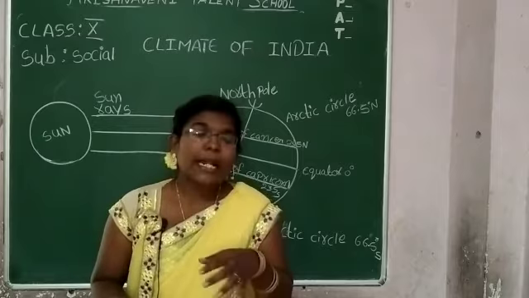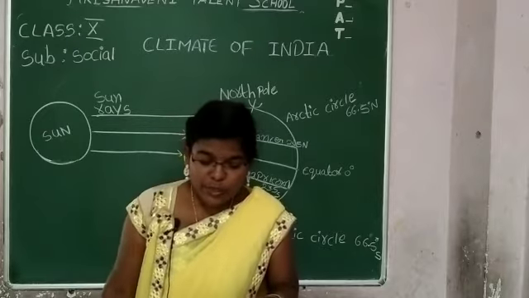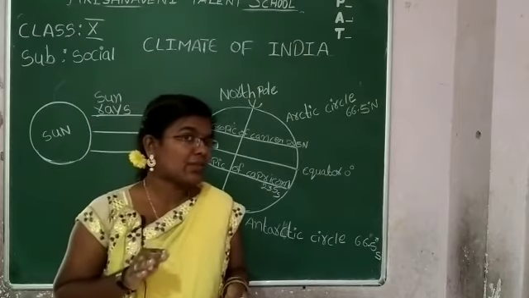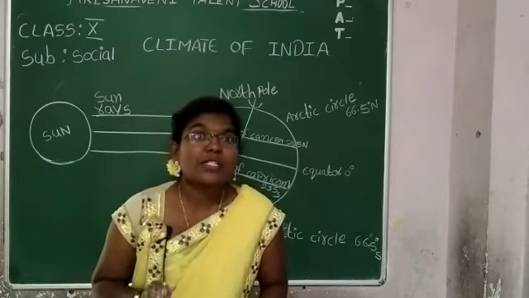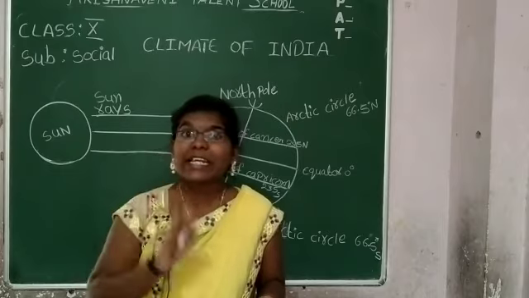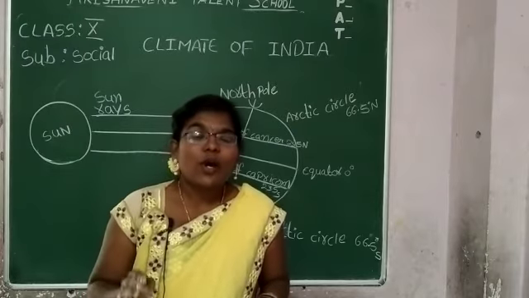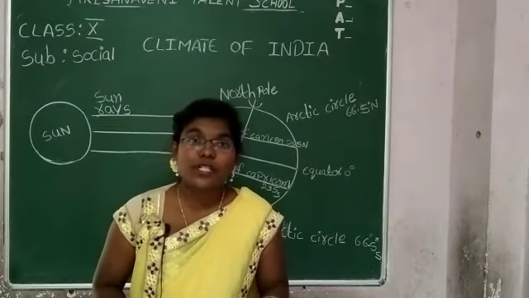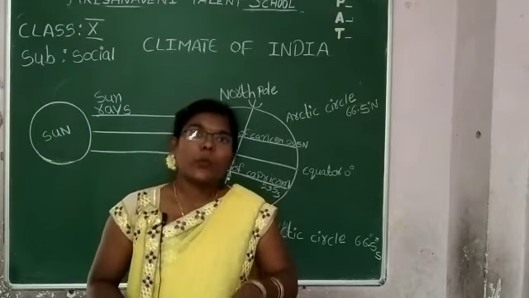So, coming to the climate. Climate is the variation of weather in a region over a long period. See here, the difference is that climate refers to the variation of a particular area over a long period of time. That is the difference between climate and weather.